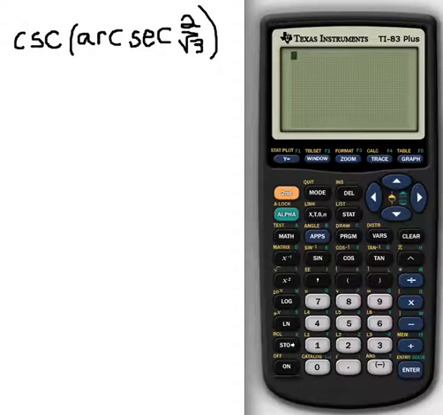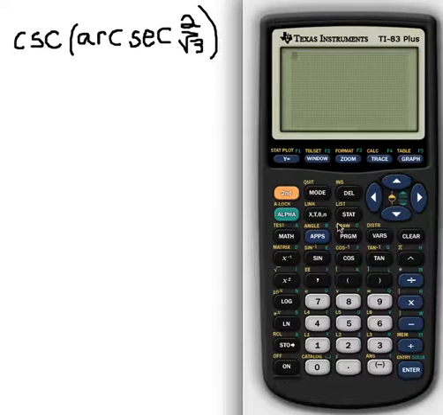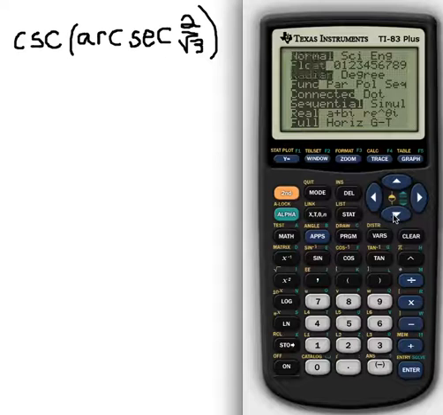Before we get started with that, let's take a look at our calculator and verify that we are in the correct mode. We want to be in degree mode. So hit mode, and then you want to highlight degree. Okay, once you're in degree mode, we're ready to go.